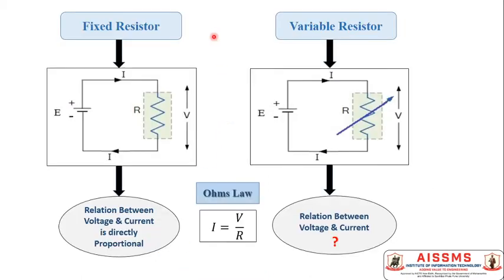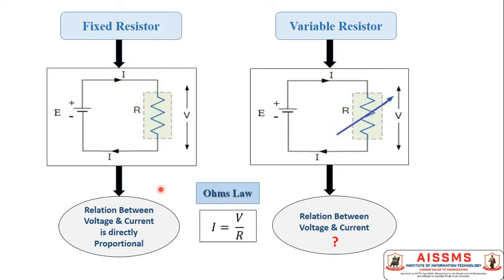Resistors are basically classified into two types, fixed resistor and variable resistor. This is a fixed resistor circuit and this is a variable resistor circuit. In this circuit, the resistance is fixed, and in this circuit we can vary the value of resistance.